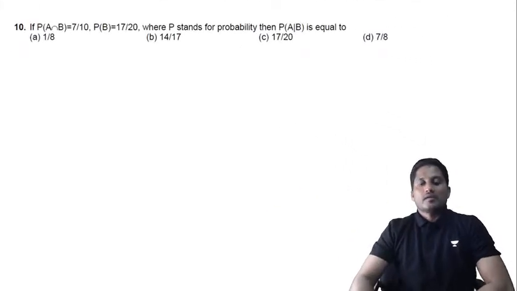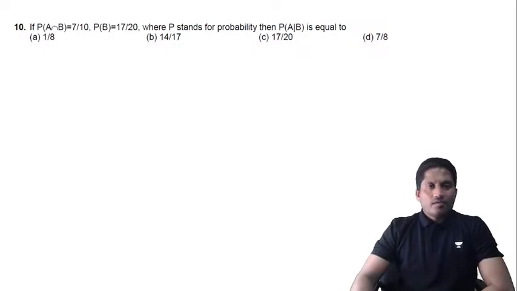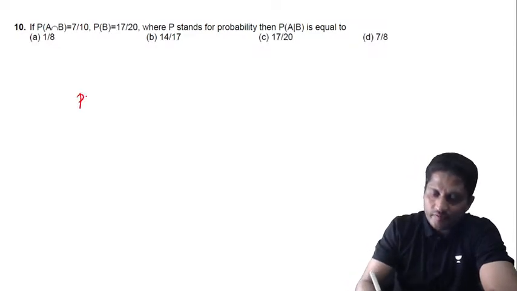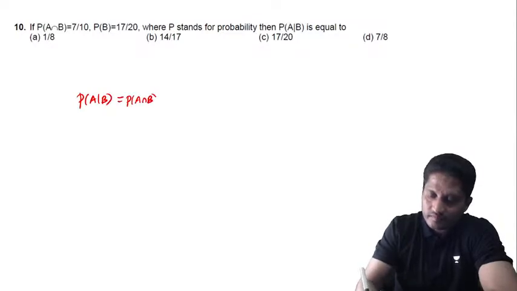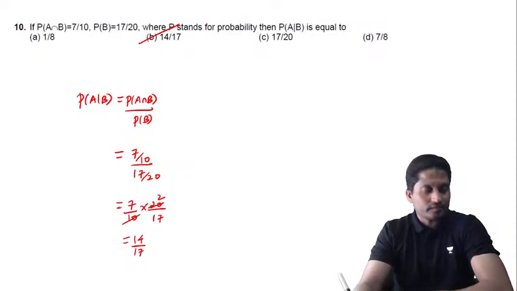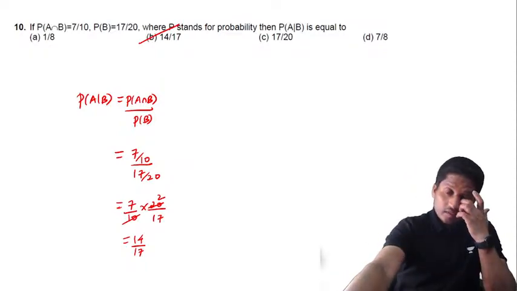Question number 10. It's a direct question, right? P of A given B is P of A intersection B divided by P of B. P of A intersection B is 7 by 10 and P of B is equal to 17 by 20. This is 7 by 10 into 20 by 17. This will cancel 2 times. You get 14 upon 17. Answer is option B. Right? Yes, Prajwal, right.